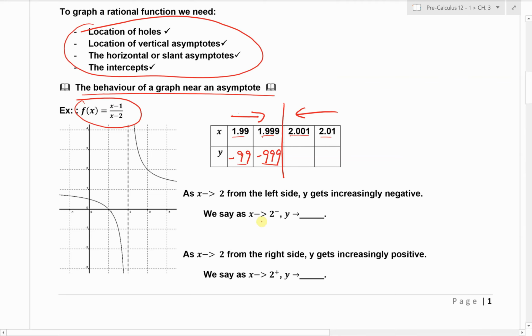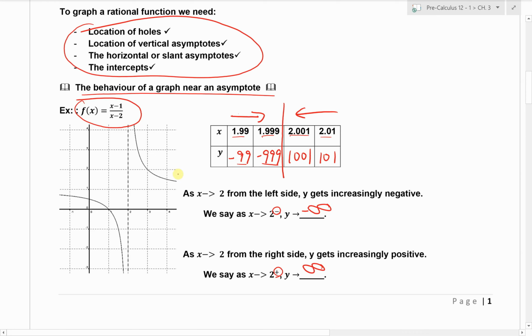So we say as x goes to 2 from the left side, y goes to, or approaches, negative infinity. That's the infinity symbol, negative infinity. As x goes to 2 from the right side, y gets increasingly positive. So I believe this is 101, this is 1001. So again, quite a bit bigger. So we say as x approaches 2 from the right, that plus sign means from the right, this negative sign means from the left, y approaches positive infinity.